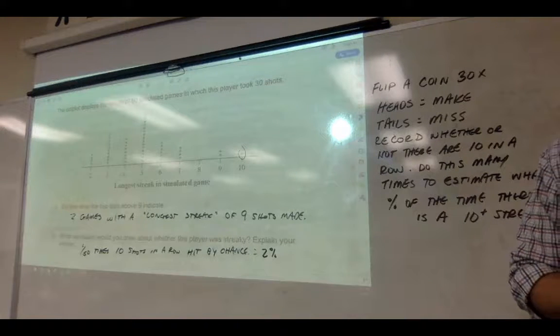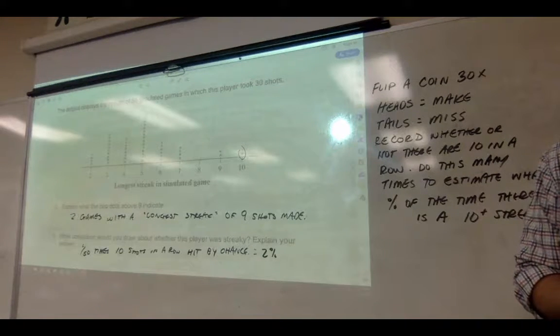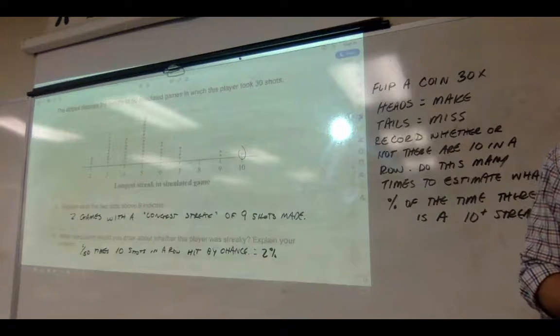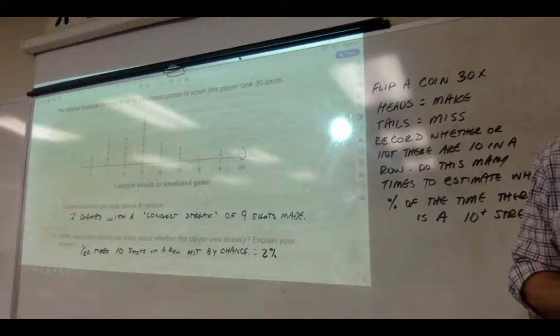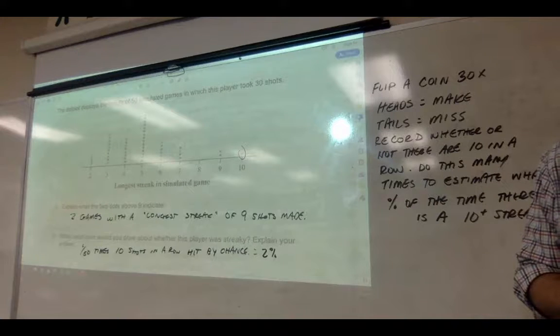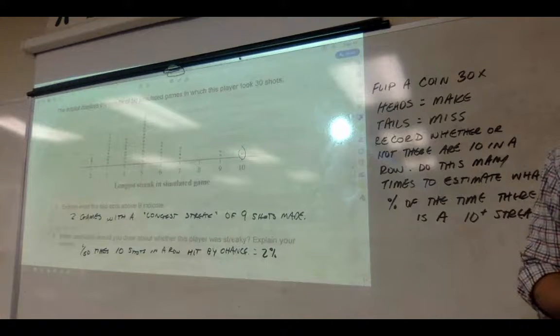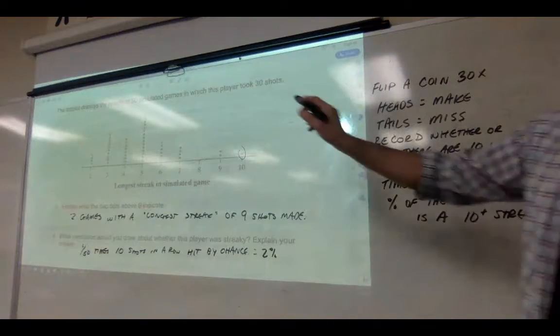This dude goes and hits 10 in a row. No big deal. Or, whoa, that's weird. It's weird, but it's out of 30 shots, and this is only 10 shots. No, it was 10 shots in a row. That's below 5%.